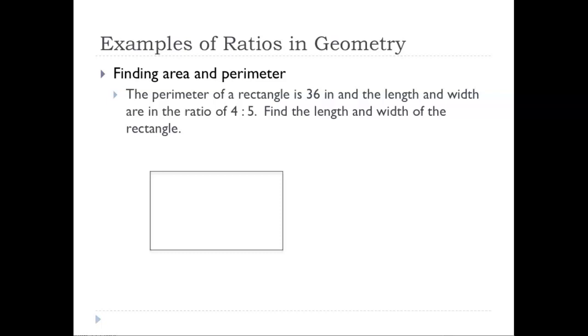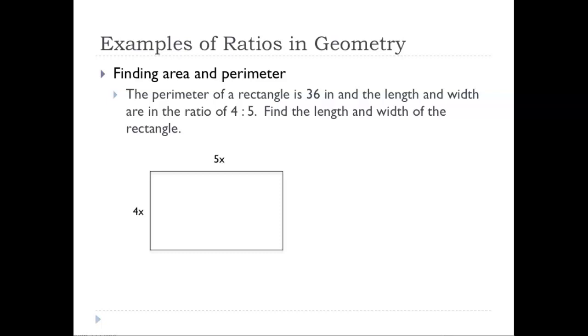So I'm going to go ahead and start out by drawing a rectangle. Now since we know that the length and width are in the ratio of 4 to 5, it doesn't necessarily mean that it's 4 inches and 5 inches. It could be, but it might not be. So I'm going to call one side 4x and one side 5x.